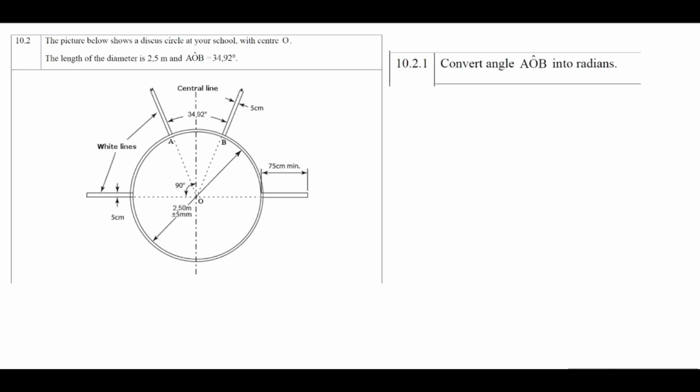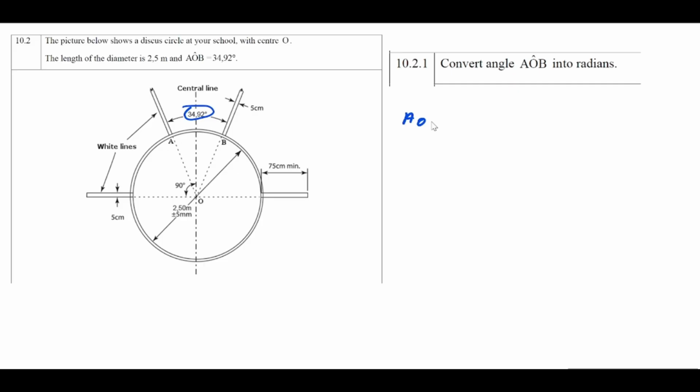And then 10.2.1, convert the angle. Okay, let's read the statement. The picture below shows a discus circle in your school with the center O. The length of the diameter is 2.5 meters and AOB is 34.92. All right. Convert the angle AOB into radians. 34.92, the angle in question is this one. We have to convert it to radians.